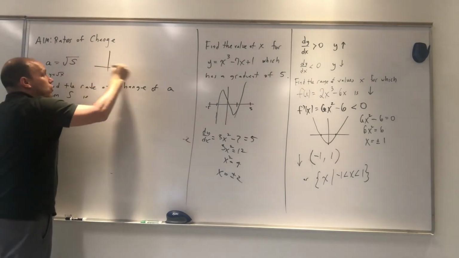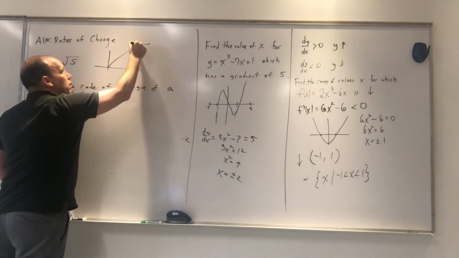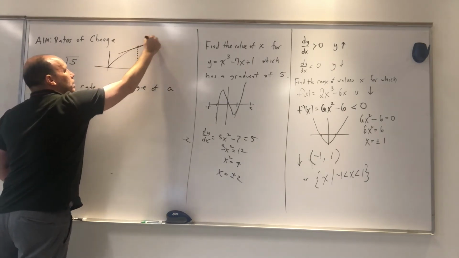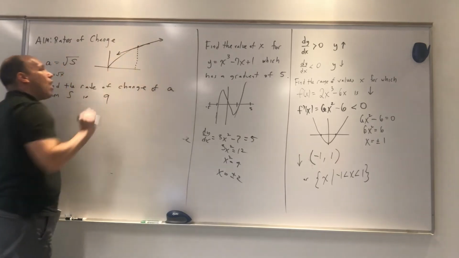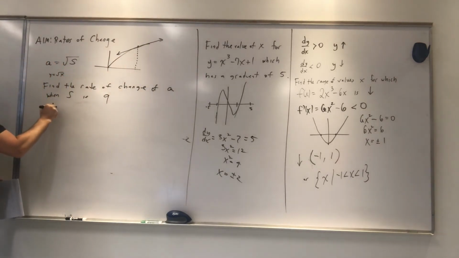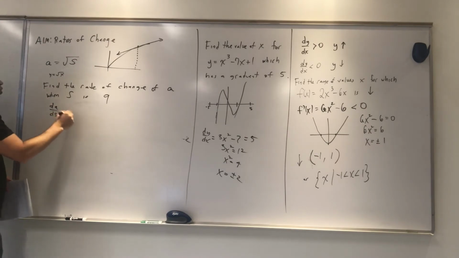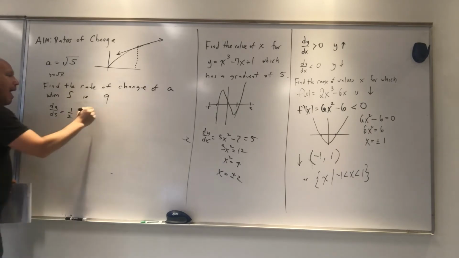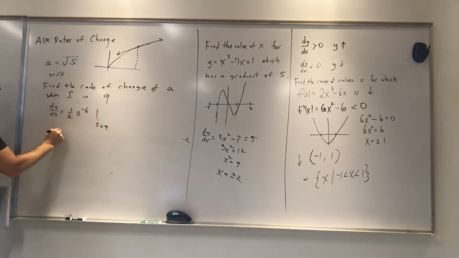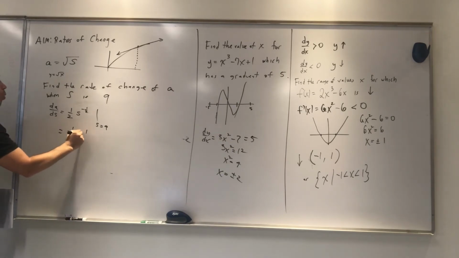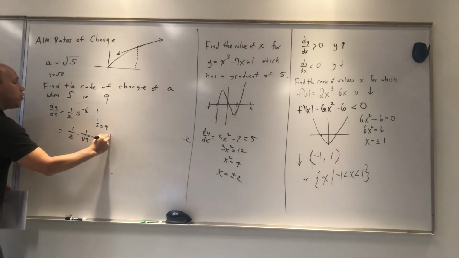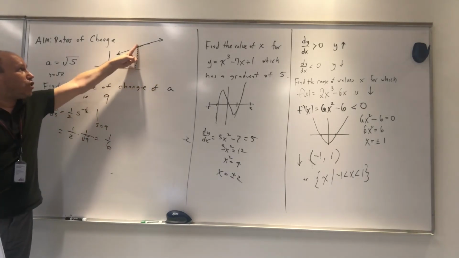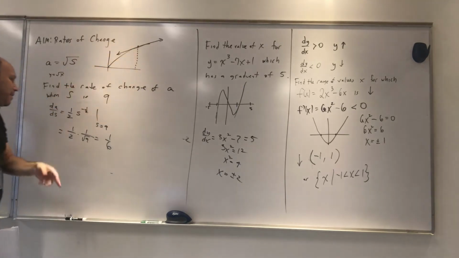And let's draw a picture, actually. Yeah, I want to know what the slope of the rate of change is at 9. So I know that dA over ds is equal to 1/2 s to the -1/2. And when s equals 9, I have 1 over 2 times 1 over the square root of 9, which is 1/6. So A is changing at 1/6 when s is 9.